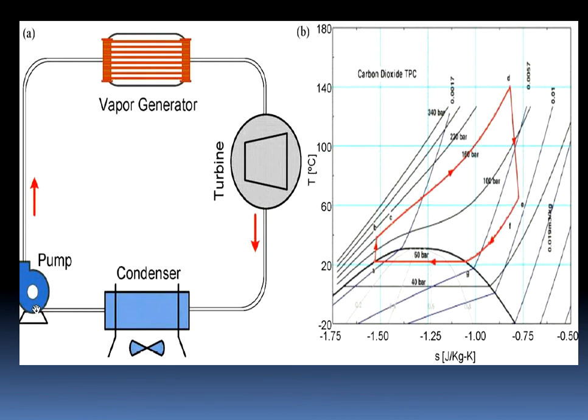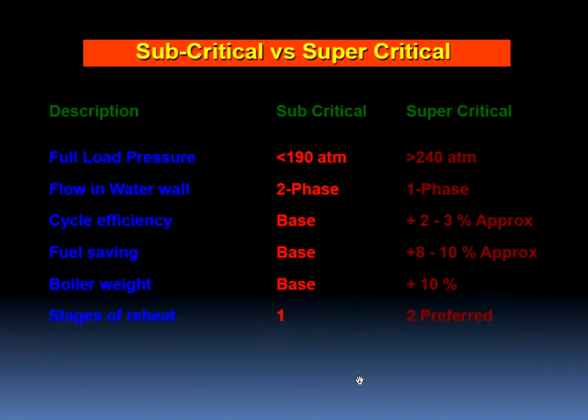Okay, so in the supercritical boiler, what we normally do is we have a pump, then we have a vapor generator, then we have a turbine and a condenser. Now, what are the differences between supercritical boiler and the regular boiler? The pressure is less than 190 atmospheric pressure in subcritical boiler, whereas in the supercritical boiler it is greater than 240 atmospheric pressure. Flow in water wall, that is two phase. In subcritical you have the liquid phase as well as the gaseous phase, but in supercritical everything is gaseous.